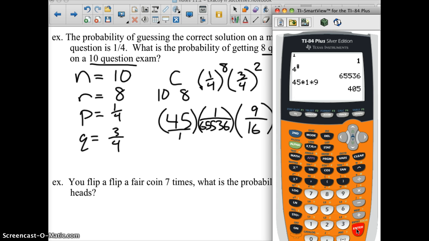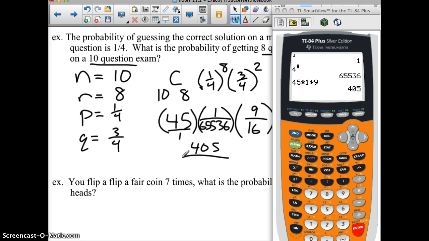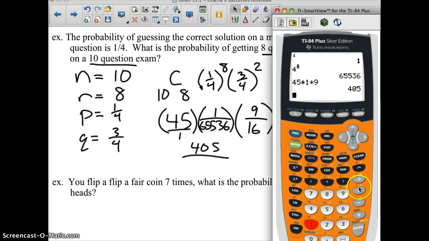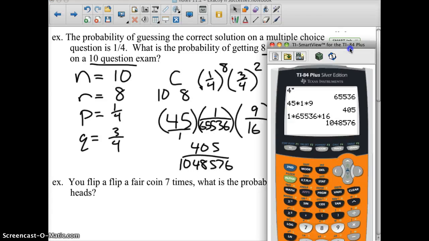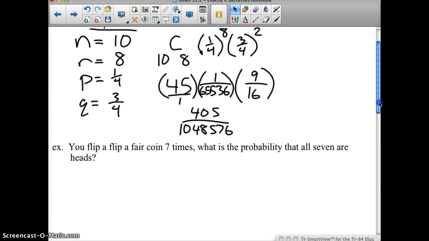But I do want you to think about, there's not always going to be a 1 up there. Make sure you're multiplying all the numerators, okay? And then multiply the denominators, okay? 1 times 65,536 times 16. And that will give me 1,048,576. Okay, and I can have that as a fraction or as a decimal, either one. And I could even do it as a percent if it asks for a percent. I could take it, turn it into a decimal, and then multiply by 100 to turn it into a percent.